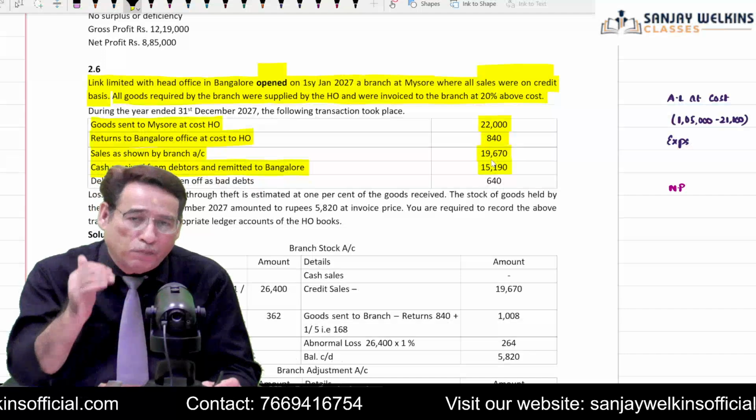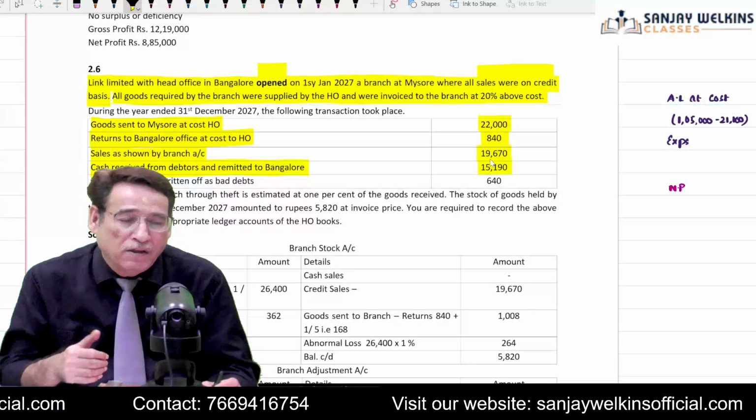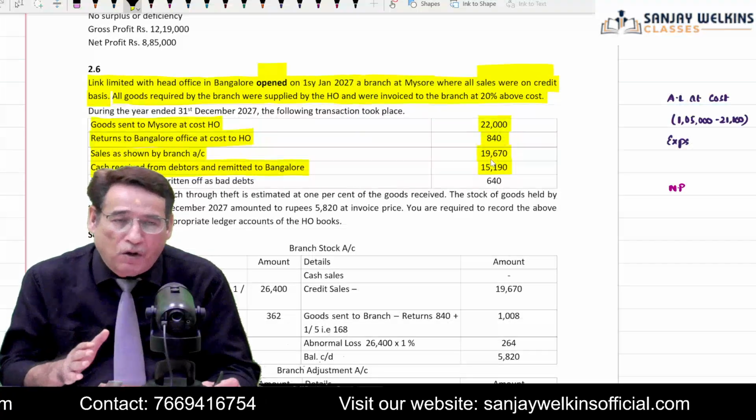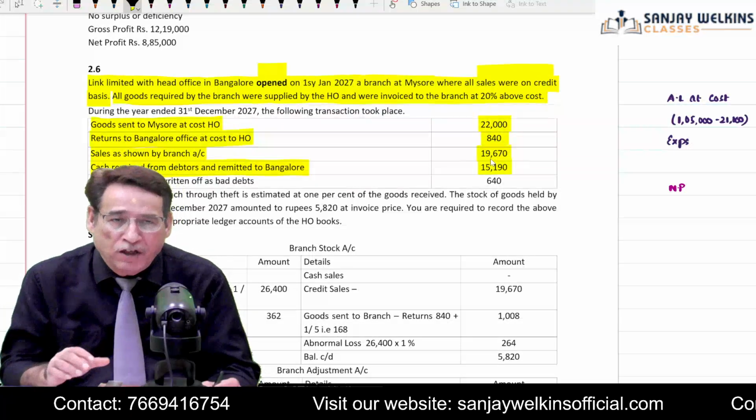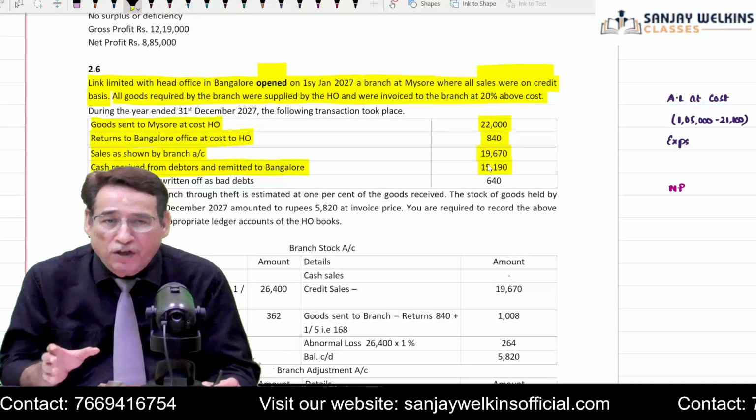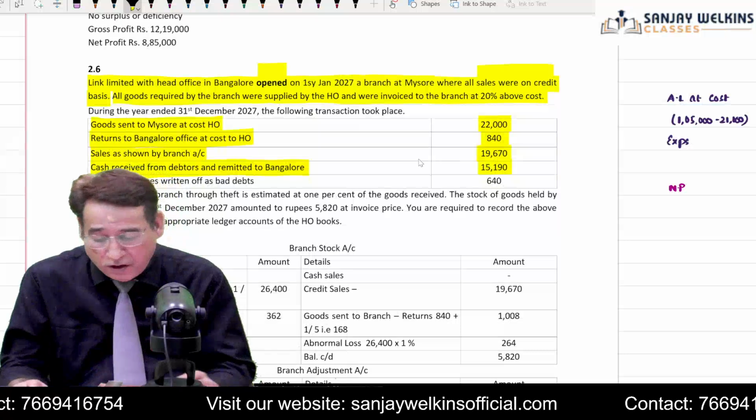And then we also put it under the remittances, isn't it or not? But here, we are not preparing any common account. There is no branch account. All accounts are separate and exclusive account, branch stock account, branch adjustment account. So this item, cash receipt from debtors, will figure only in the branch debtors account. Is it clear to you?